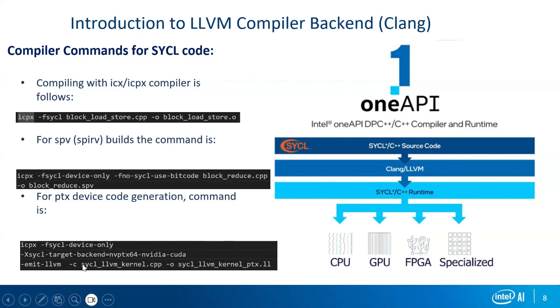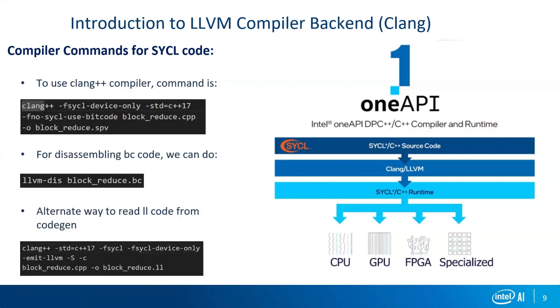These are general LLVM syntaxes, which help to visualize the bytecode in general. We can also use the clang++ compiler, but we have to specify the standard C++17, which is the default standard for the SYCL 2020 specification. We should not use any bytecode. If you want to specify the device specific code only, we can use the -fsycl-device-only flag. We can also use -fno-sycl-use-bitcode so that we get the bitcode format of that.